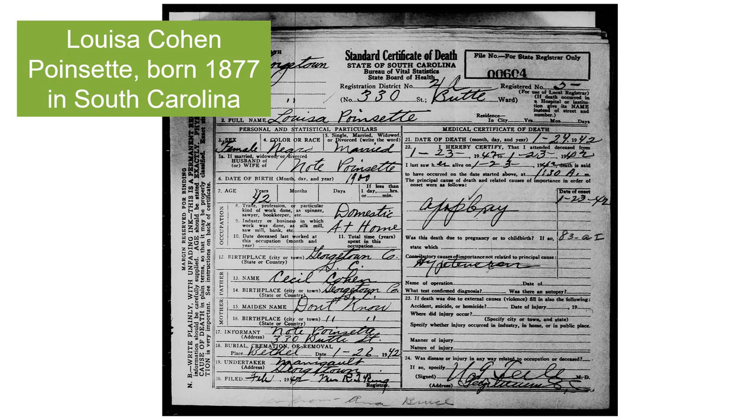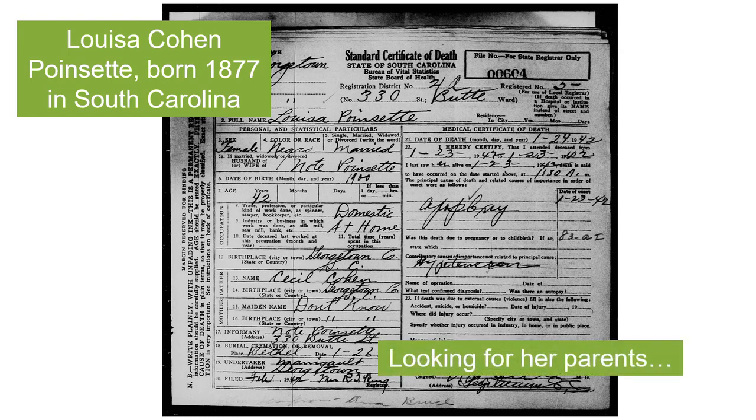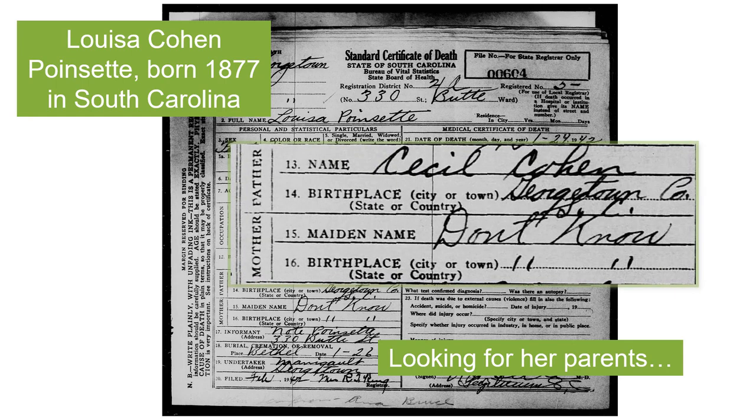This is the death certificate of Louisa Cohen Poinsett, who we knew was born in 1877 in South Carolina, and that she had a sister named Janie. This document notes that her father was Cecil Cohen from Georgetown County, South Carolina, but her mother was unknown by the informant. Searching for records of Cecil Cohen was not very successful, so we expanded our search to Louisa's sister Janie.